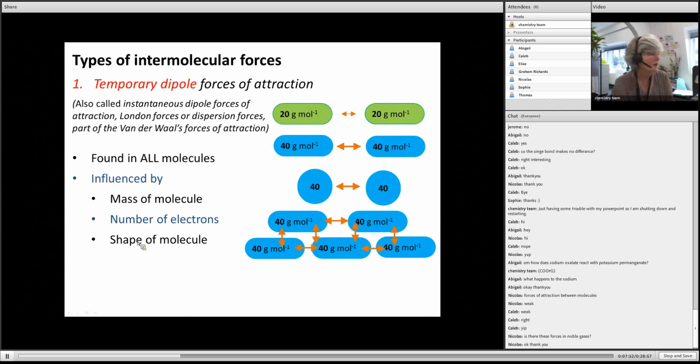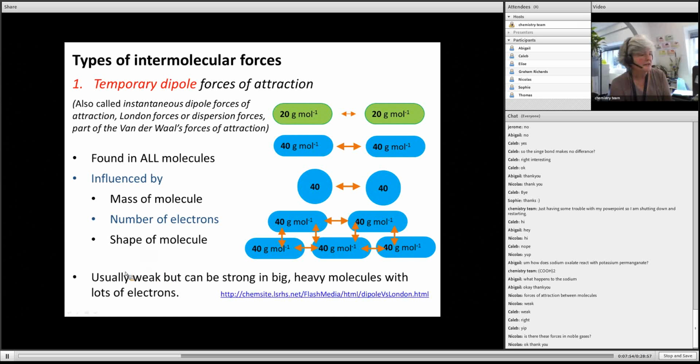Okay, right, so as I say, they're normally weak, but please don't get it stuck in your mind that these are the weakest and will always be weaker than anything else. We will look at examples where you've got only these forces of attraction, but it's a liquid or a solid because of the mass and the shape and so on.